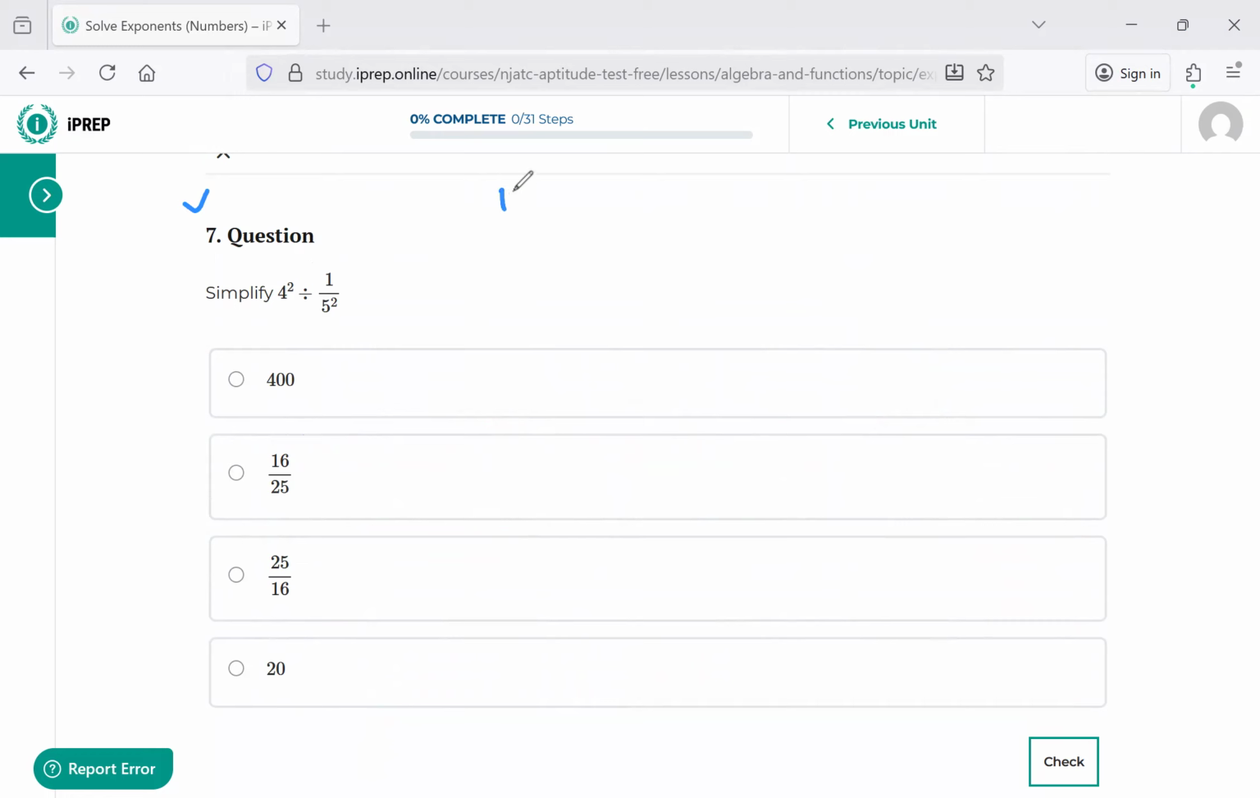4 squared is 16 divided by 1 over 5 squared. 5 squared is 25. Then you can either cross multiply, or you can change this divide sign to multiplication and then flip this 1/25. So that'd be 25 over 1. And then all you got to do is multiply 16 by 25 and then 1 over 1.